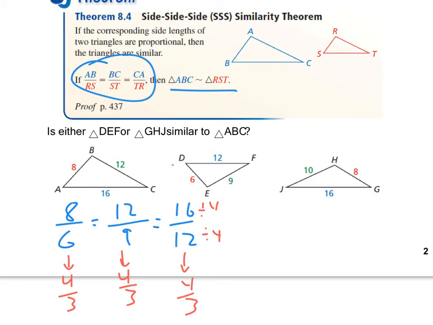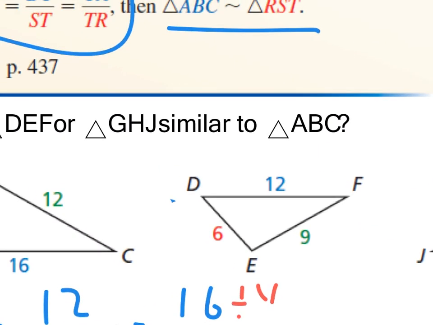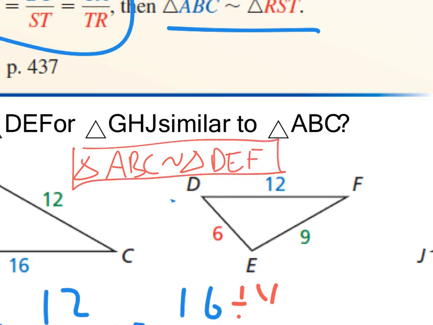So we can say that ABC is similar to DEF. So triangle ABC is similar to triangle DEF. All right, so there is one solution.